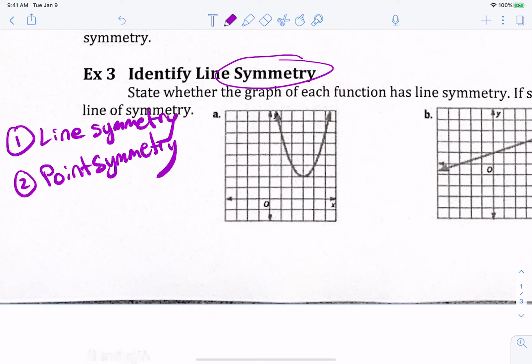Okay, line symmetry. The easiest way I can explain this is when you were in elementary school, you probably did this project where you take a piece of paper and you fold it in half, right? Then you unfold it and you paint on one side and then you fold it in half again. You peel it open and it's the same on both sides, like a mirror image. So that is a line of symmetry. The fold in your paper is the line of symmetry and it looks the same on both sides.